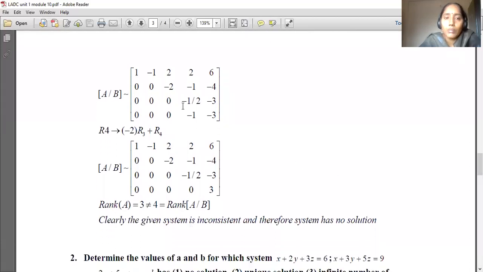If it is minus 1 by 2, then I want to make this minus 1 to 0 by using this element. On R4, I am applying the transformation, so R4 to R4 minus 2 times R3. Okay, just applying this, it becomes this.